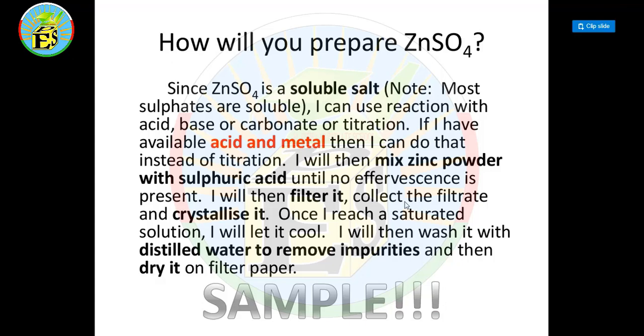Another method not mentioned here, I will tell you. You will take sodium, it is a metal, and then you will take hydrochloric acid, HCl. You will react them and you will get sodium chloride, NaCl, which is used as table salt, which we are using at home also.